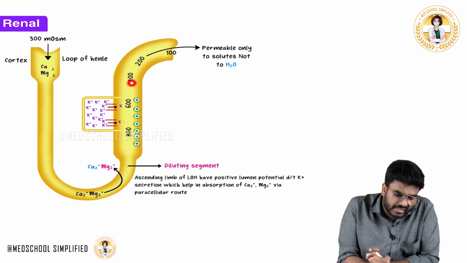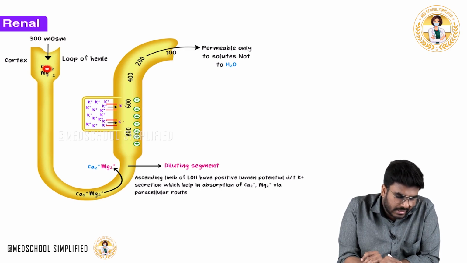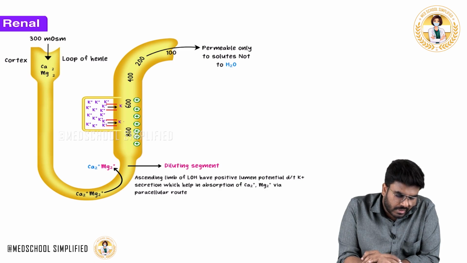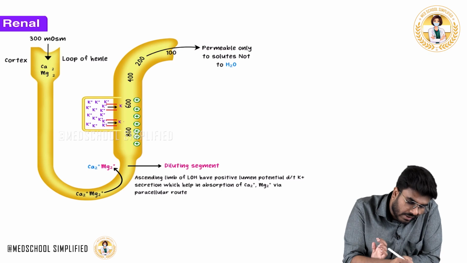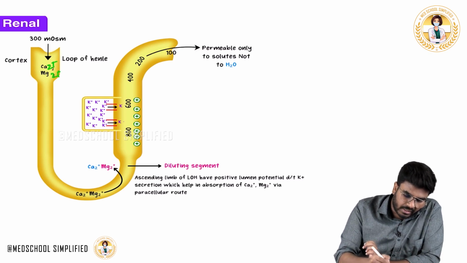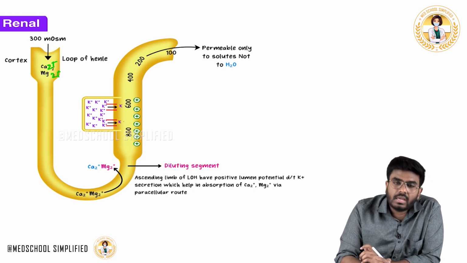See, this positivity will repel the divalent cations, calcium and magnesium. The calcium and magnesium which are getting filtered will come down like this. These calcium and magnesium are the divalent cations, not just a normal cation. They have so much positivity, 2+. Whenever these divalent cations come down into the descending limb of loop of Henle, go through the hairpin turn, and start to ascend up into the ascending limb of loop of Henle, what happens?